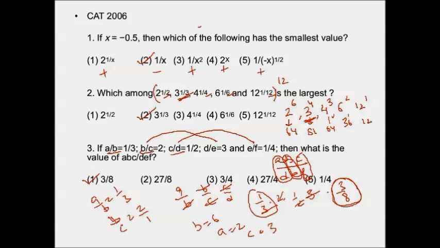Now if c by d is equal to 1 by 2, from there I can get the value of d also. Similarly, if d by e is 3, I can get the value of e. And similarly, from here I can get the value of f. So by putting the values of a, b, c, d, e, f, again I can get the answer. But I think the first approach is easier than the second one. So we'll go by this. So let's move on to the next slide now.